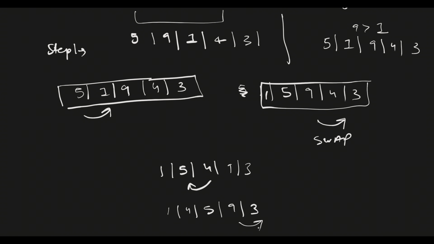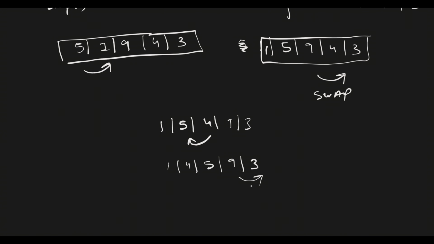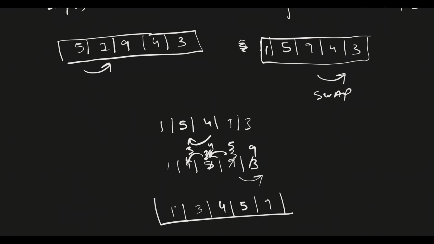Now I again compare 9 with 3. Yes, it is greater, but I see my 3 is here and 9 is here, and 3 is also smaller than 5. Then I'll swap 3 and 5, but I see my 3 is also smaller than 4. Then I swap it and put 3 here. Then the last iteration would be 9. So 9 is placed at the end, and I see my array is sorted, and I get my final array. The part I told you about is that in the same iteration we do the comparison with the previously sorted part.